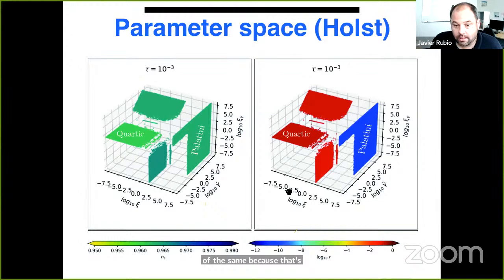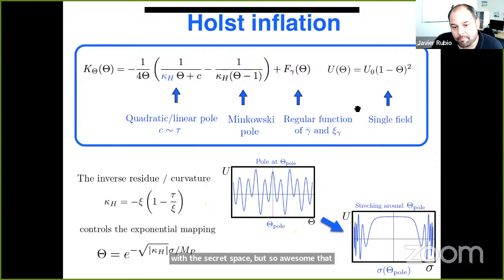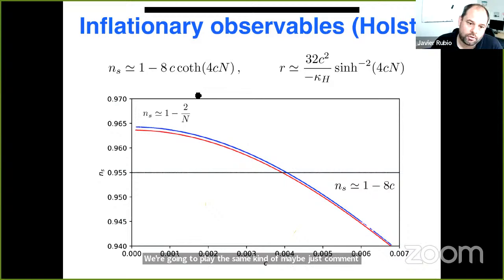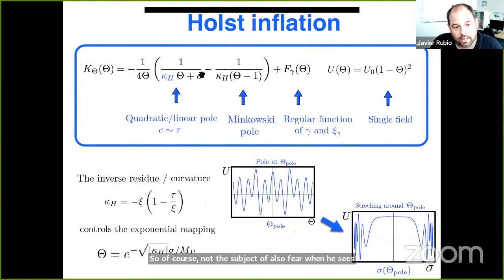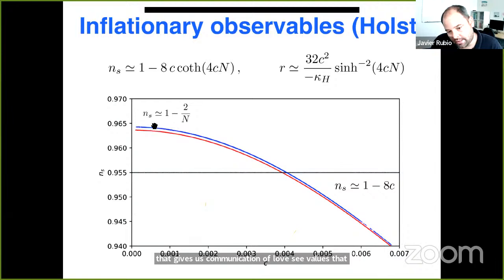So essentially, all these predictions are of course compatible with the single field case, but also essentially all the couplings related to the Holst term are irrelevant as long as you are close to this attractor behavior. We can maybe just comment on this. So of course, you notice that when C is different from one, the quadratic pole becomes a linear pole, and that gives rise to a modification at large C values, which correspond also to large tau values. Essentially, large field values create a linear pole. Okay, and this is just a consequence of the quadratic to linear pole structure in the kinetic term.